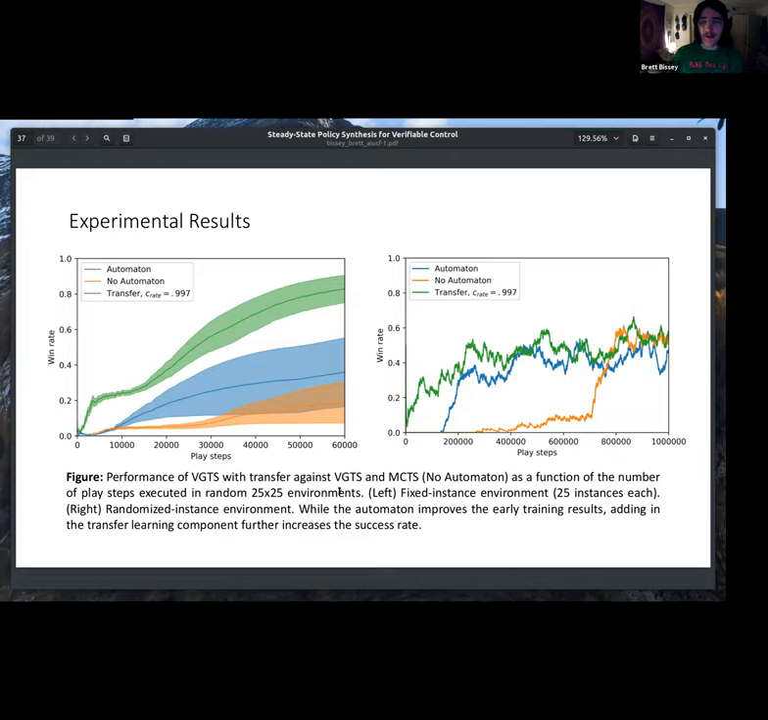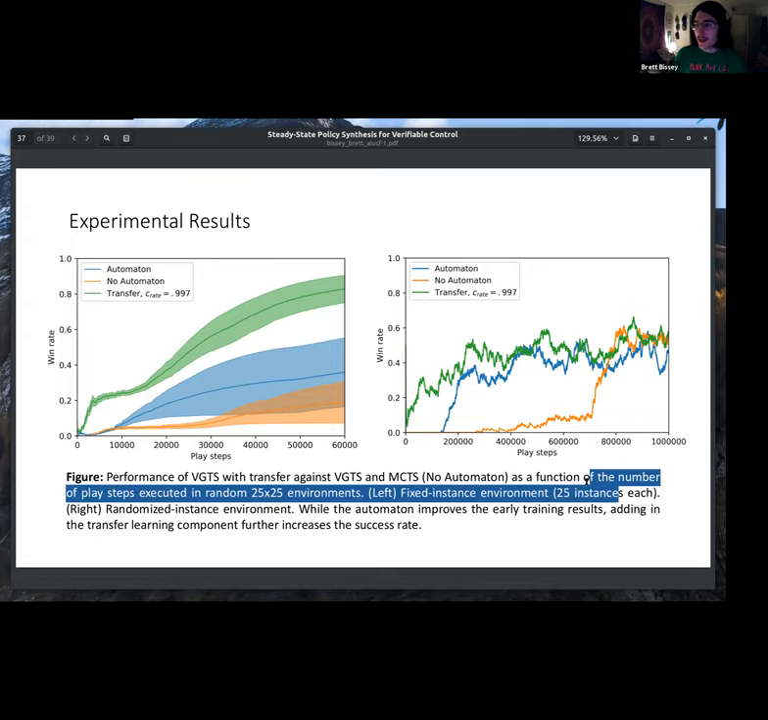After training on the 10x10 environment, the green is when we transfer those objectives, and we see a much higher convergence rate on transfer. And the automaton without transfer still performs better than our no automaton MCTS. This is on a 25x25 grid, very similar to that one. And this one on the right is when we're using randomized environments rather than fixed environments. Oh, and all these curves are averaged together from 25 training runs.